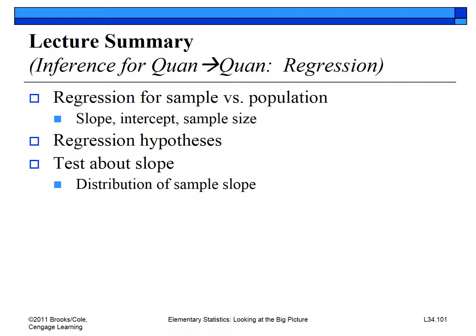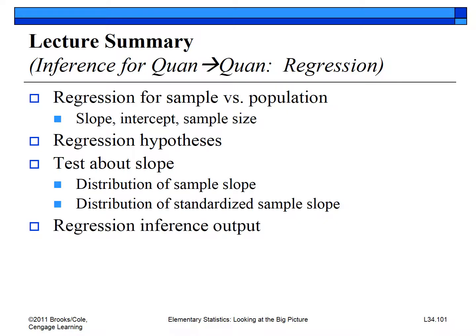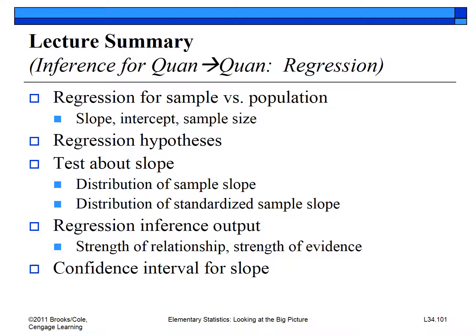We talked about how sample slopes are distributed and how we can use that distribution once we standardize to find our p-values. We talked about how to use the output of regression inference. So the strength of the relationship given by R, and the strength of the evidence, which is given by P. That's the p-value in the hypothesis test. We computed a confidence interval for the slope.